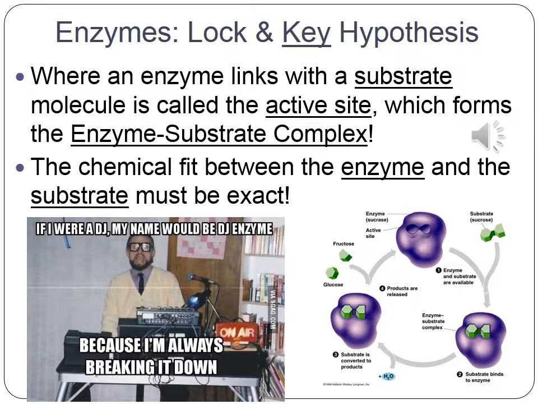Where an enzyme links with a substrate, it's called the active site, and this forms the enzyme-substrate complex. It's sort of like the key to your house. Your key is specific, and it fits your door lock. And when they're together, when the key's in the lock, that would be the enzyme-substrate complex. The chemical fit between the enzyme and the substrate must be exact.